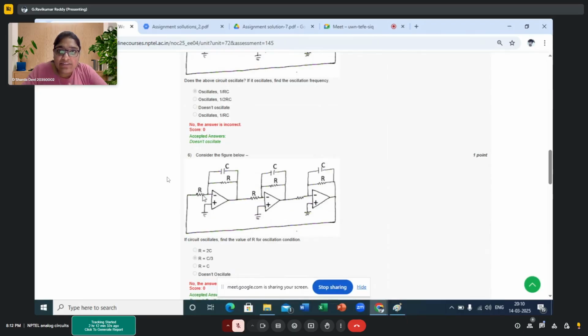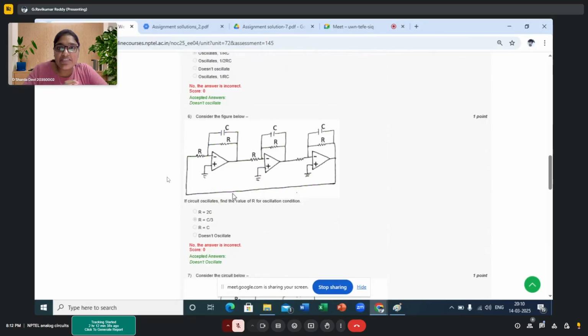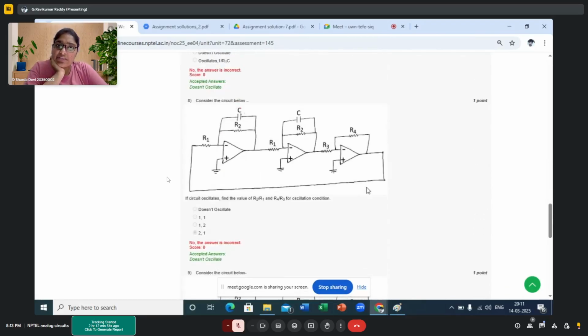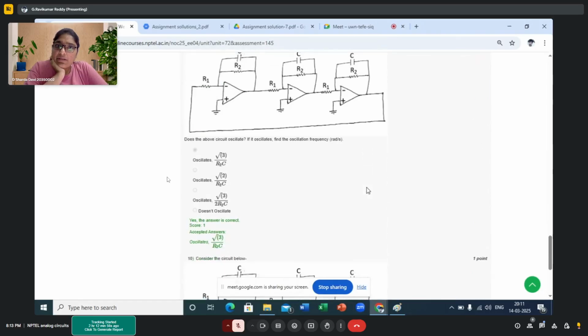So who has said that that will not oscillate? Madam, who has said that in question number 6, the circuit is not oscillating? Did anyone say that? Here they have given answer C. The accepted answer is does not oscillate. Oh, so here it is does not oscillate. In the next question, it is oscillating.